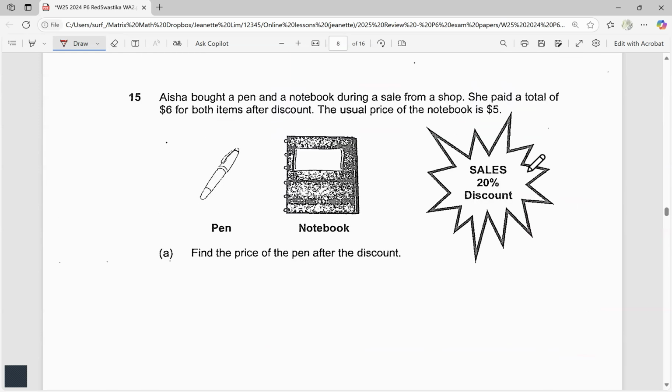Question 15. Aisha bought a pen and a notebook during a sale from a shop. She paid a total of $6 for both items after discount. The usual price of a notebook is $5. You need to find the price of the pen after discount. So she paid $6 for both items after discount, right? If you want to find the pen after discount, you need to remove the notebook after discount. Let's find the notebook after discount.